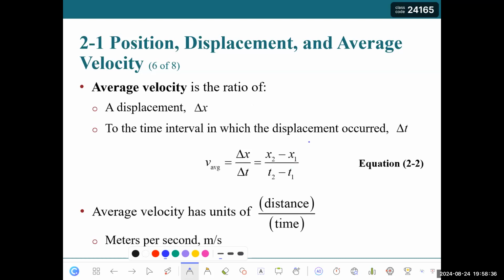Move on. We already talked about the average velocity. Another way you can find the average speed is you take the total distance the thing is traveling divided by time, and it's going to give you the average.